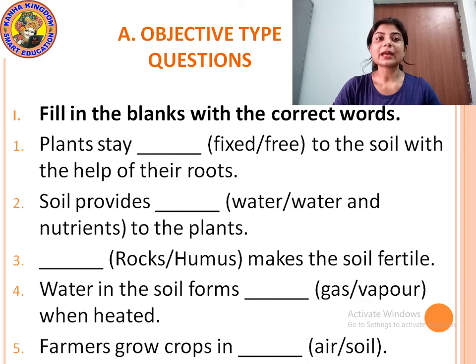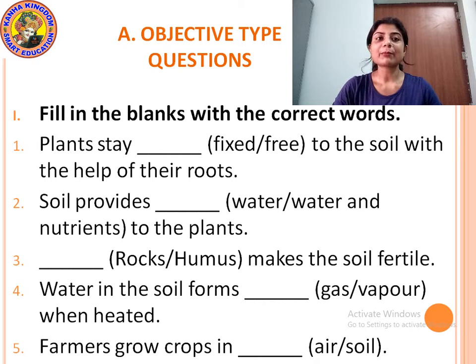Then number 3. Dash, rock or humus, makes the soil fertile. What makes the soil fertile? Rock or humus? The answer is humus. H-U-M-U-S. Humus makes the soil fertile.